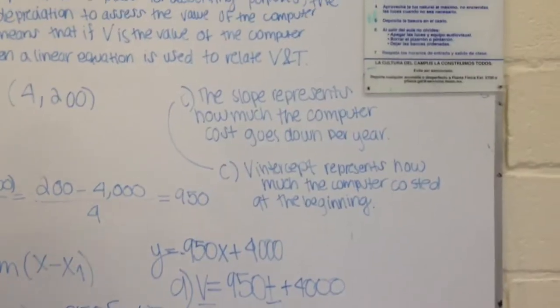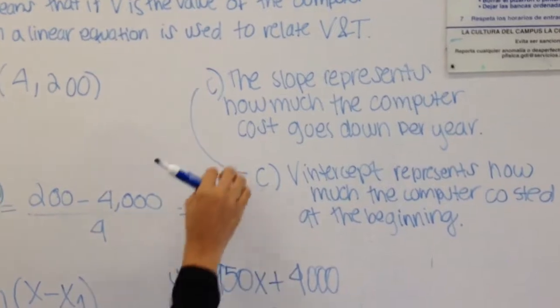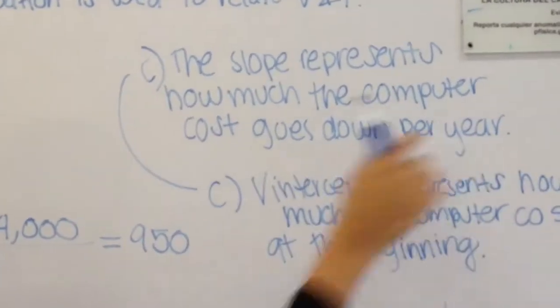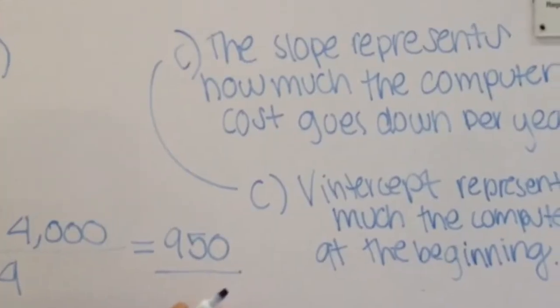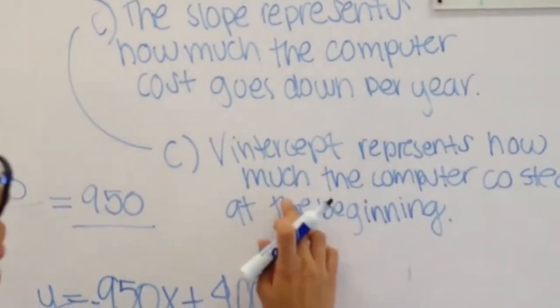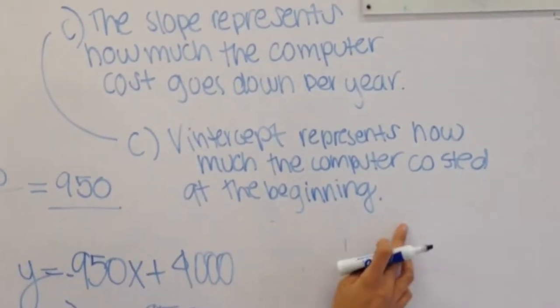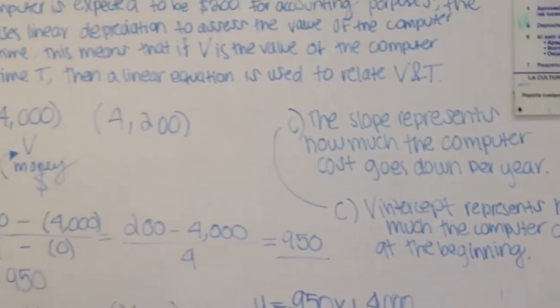Answer the other questions. The slope represents how much the computer's value goes down per year. So this is the slope. The b-intercept represents how much the computer cost at the beginning, which is your 4,000.